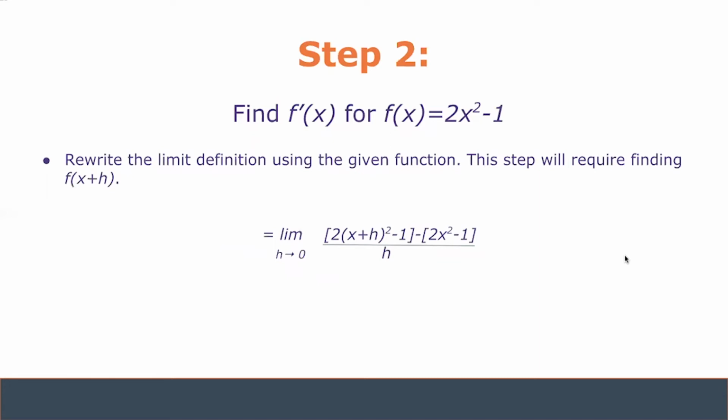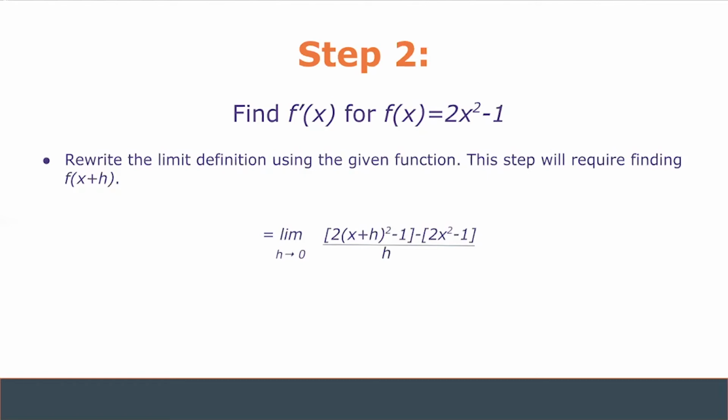Step 2 is to rewrite the limit definition using the given function. This step will require finding f of x plus h. So we're essentially substituting the variables of our definition function into our given function. So if our definition function is f of x plus h minus f of x all over h, we start by looking at this f of x plus h expression. We take the x plus h variable and substitute it into our given function in place of x. This gives us the expression 2 times x plus h squared minus 1 in brackets. From our definition function, we then subtract f of x, which is just our given function in its natural form, hence our second pair of brackets, which we see above as subtracting 2x squared minus 1.